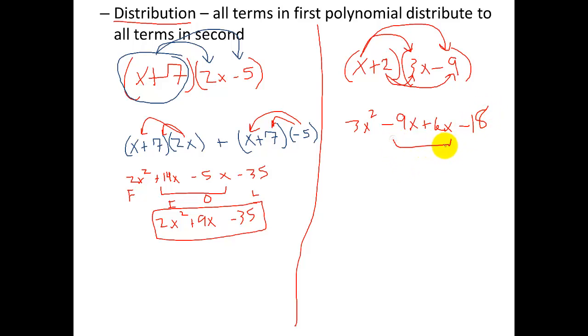You recognize that these two can be combined together, and you have 3x squared minus 3x, because negative 9 plus 6 is negative 3, and then minus 18. Okay, so there's your final answer. It's actually pretty quick, and when you draw on these arrows, you make sure that every single piece in the first polynomial distributes to every single piece in the second polynomial. And this is the method that I personally prefer when I'm doing this kind of work.